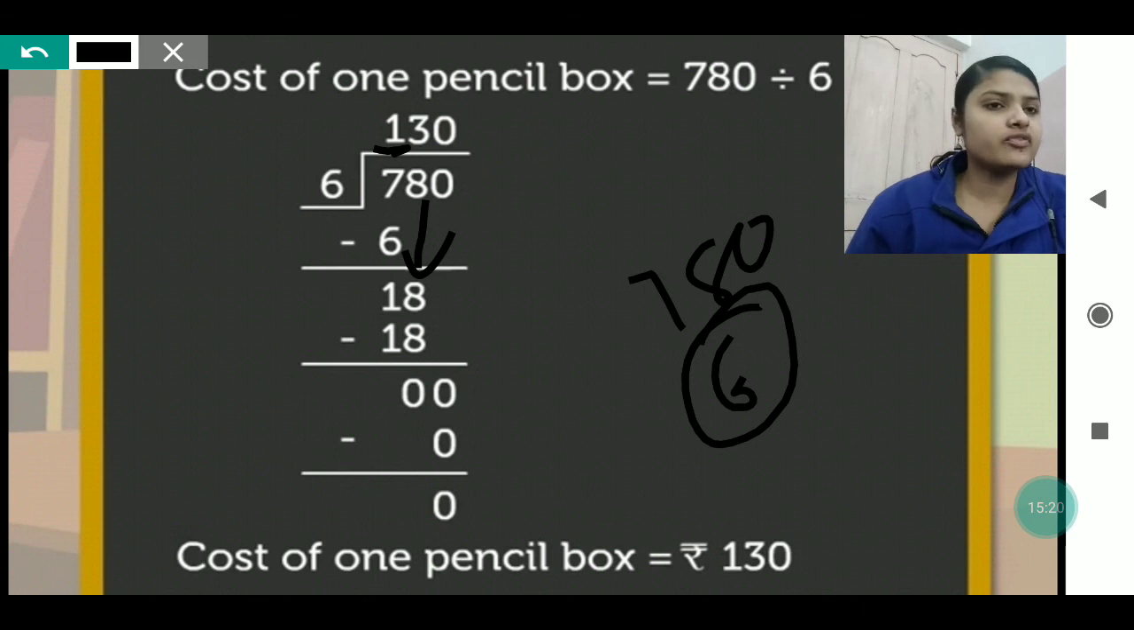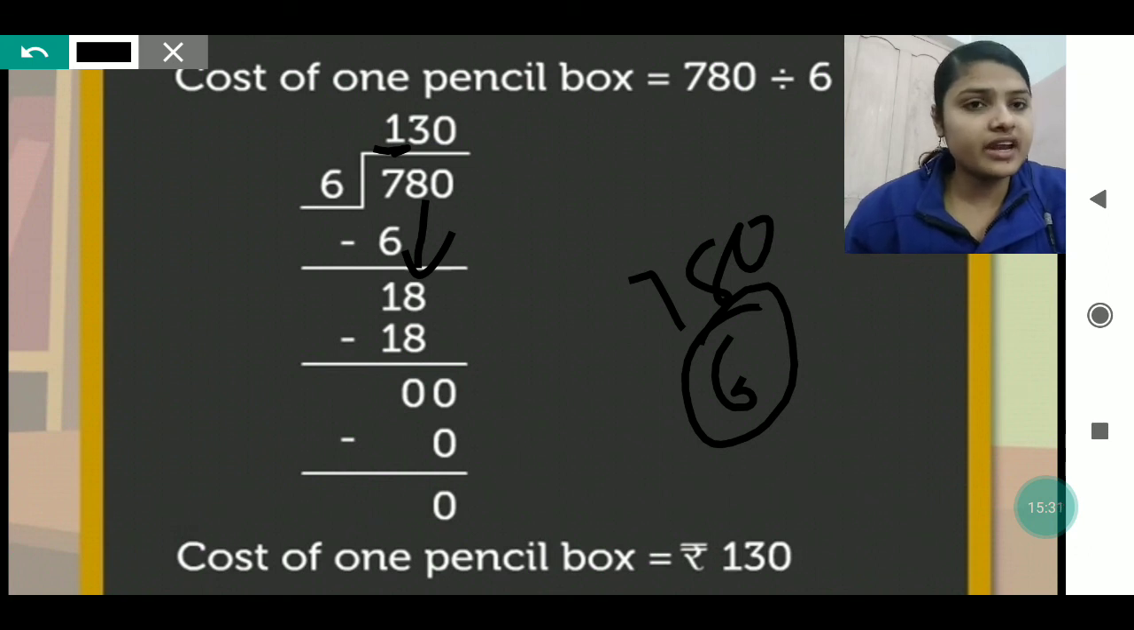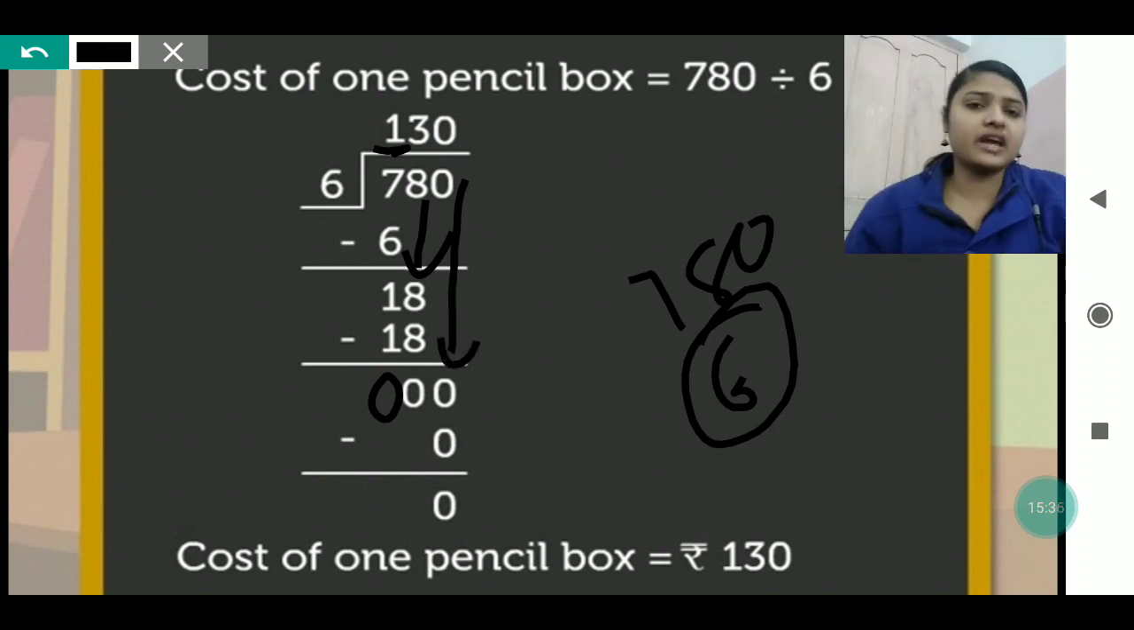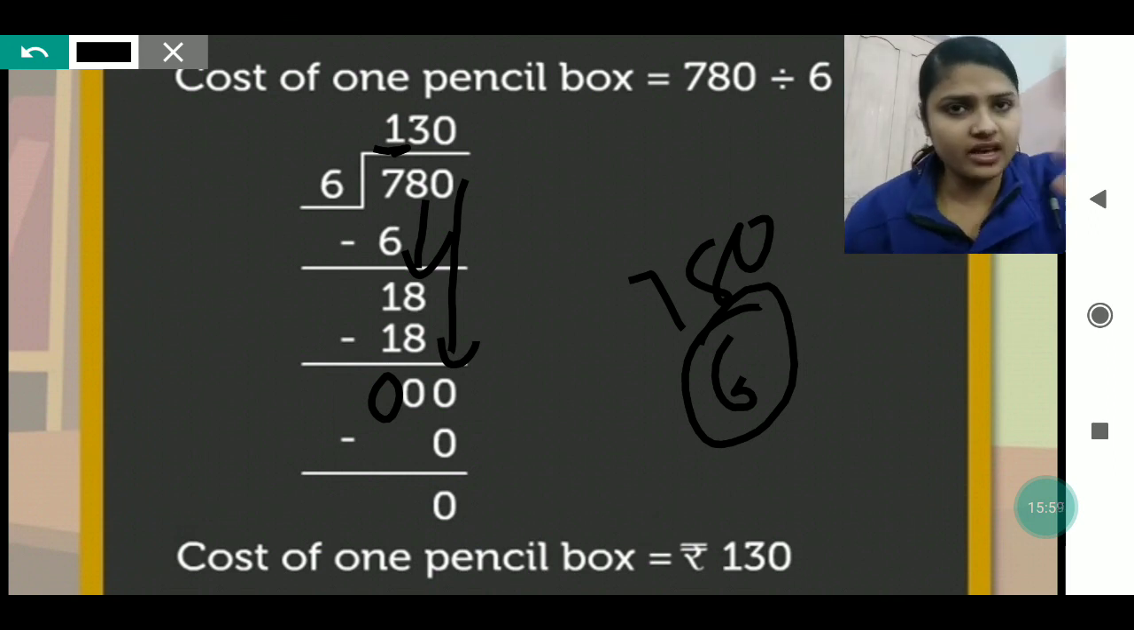Now again you read the table of 6 to find where you get 18. So 6 into 3 will be 18. So you write 18 just below 18, and then you subtract. When you subtract 8 minus 8, you get 0, and then 1 minus 1 you get 0. You take the last 0 down, again you divide it by 6, you get 0, because 0 divided by any number is 0. So the quotient which you have got after dividing 780 by 6 is 130. This is the cost of one particular pencil. The cost of one particular pencil is 130 we have got.